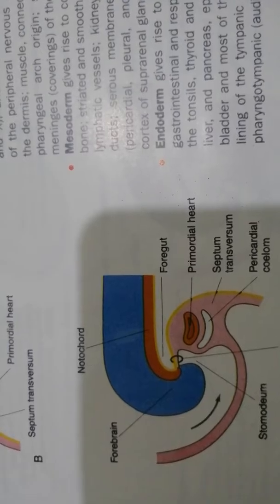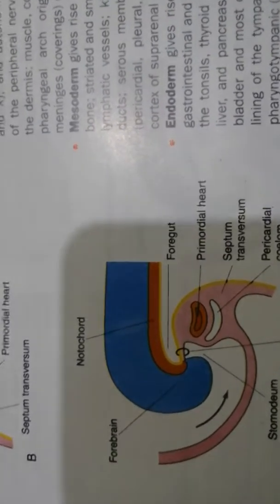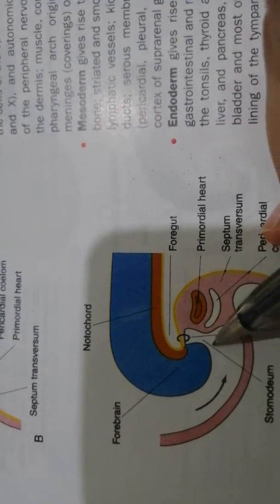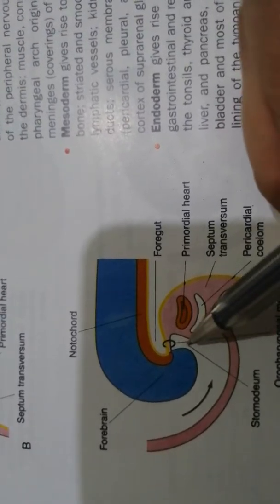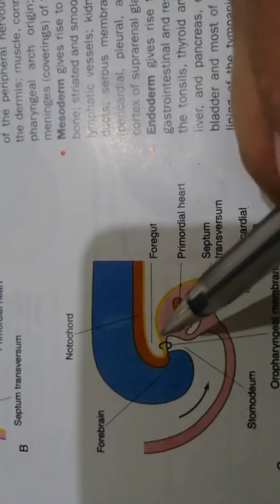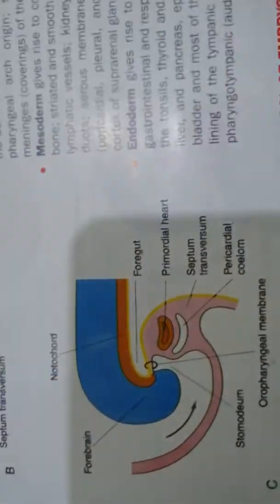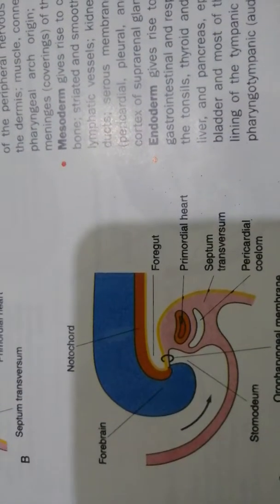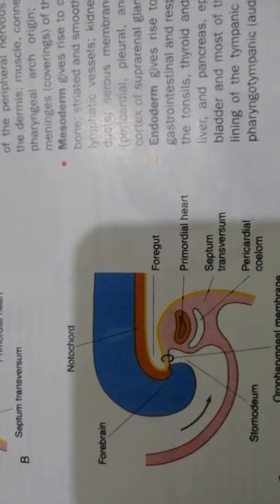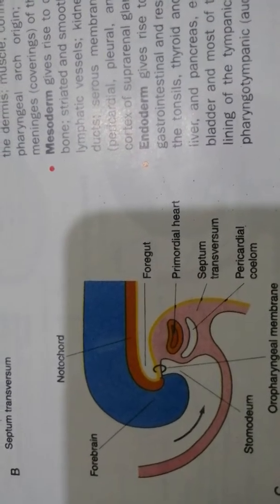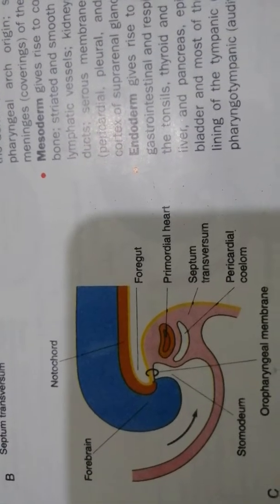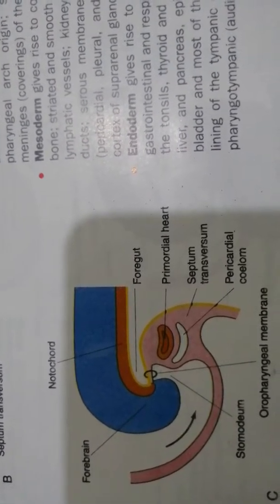Now we also have the oropharyngeal membrane, and it is separating the foregut from the stomodeum, and the stomodeum is a primordium of the mouth cavity. The oropharyngeal membrane is separating the stomodeum, or the primordium of the mouth cavity, from the foregut, because obviously it's more of a primordial mouth and not the mouth cavity, right? The orifice.